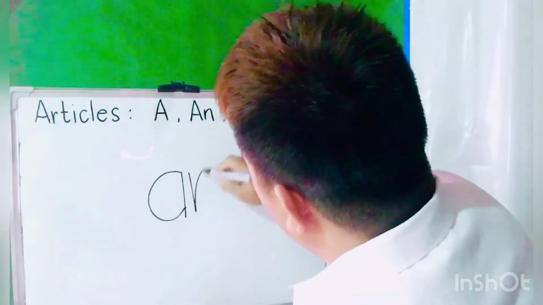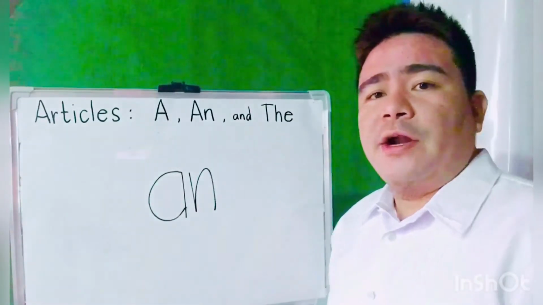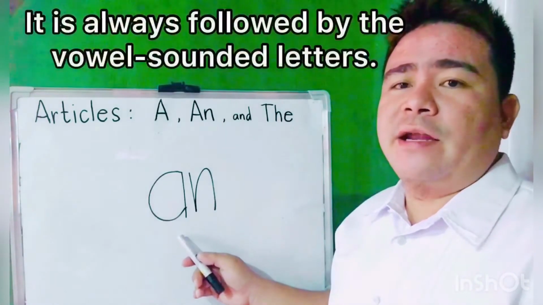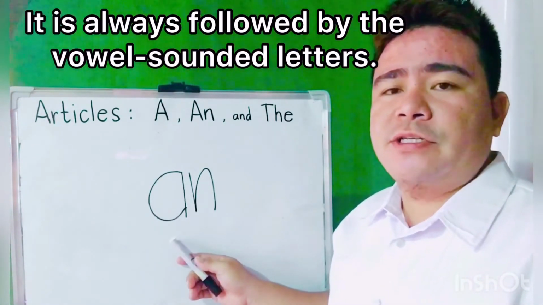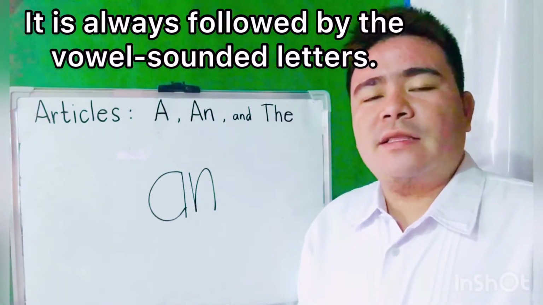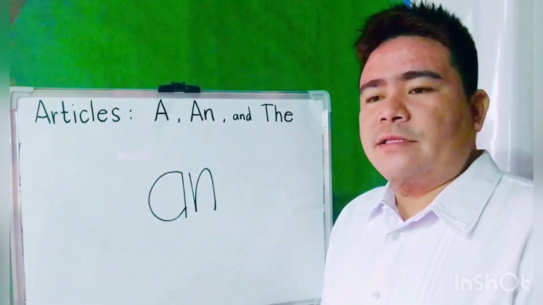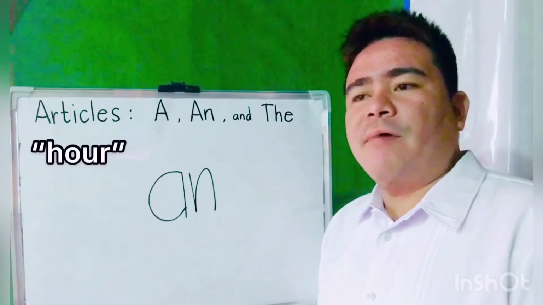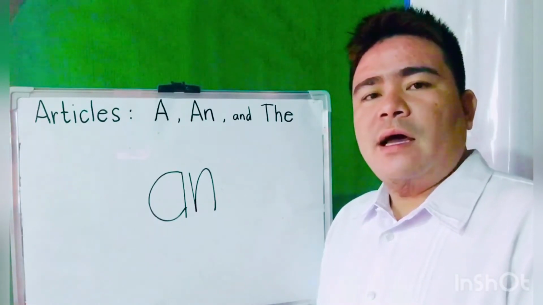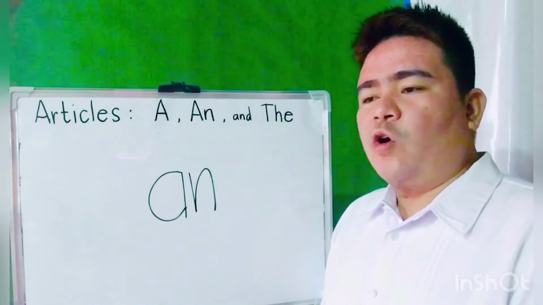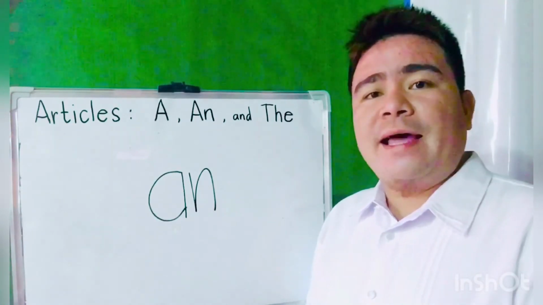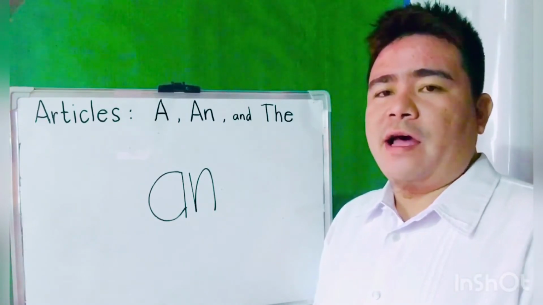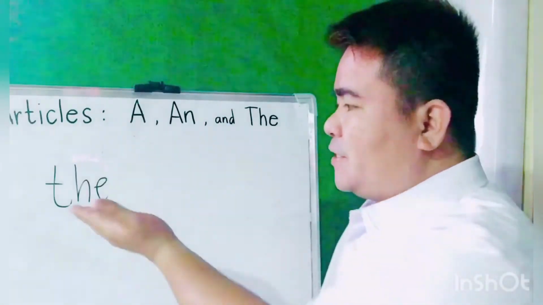This is article an. Remember that article an is always followed by vowel sounded letters. Why do I say vowel sounded letters? Because there are consonants that are read as vowels. For example, the word hour. Although it begins with the letter H, it is read as "ow". Sounds like "ow". Hour.